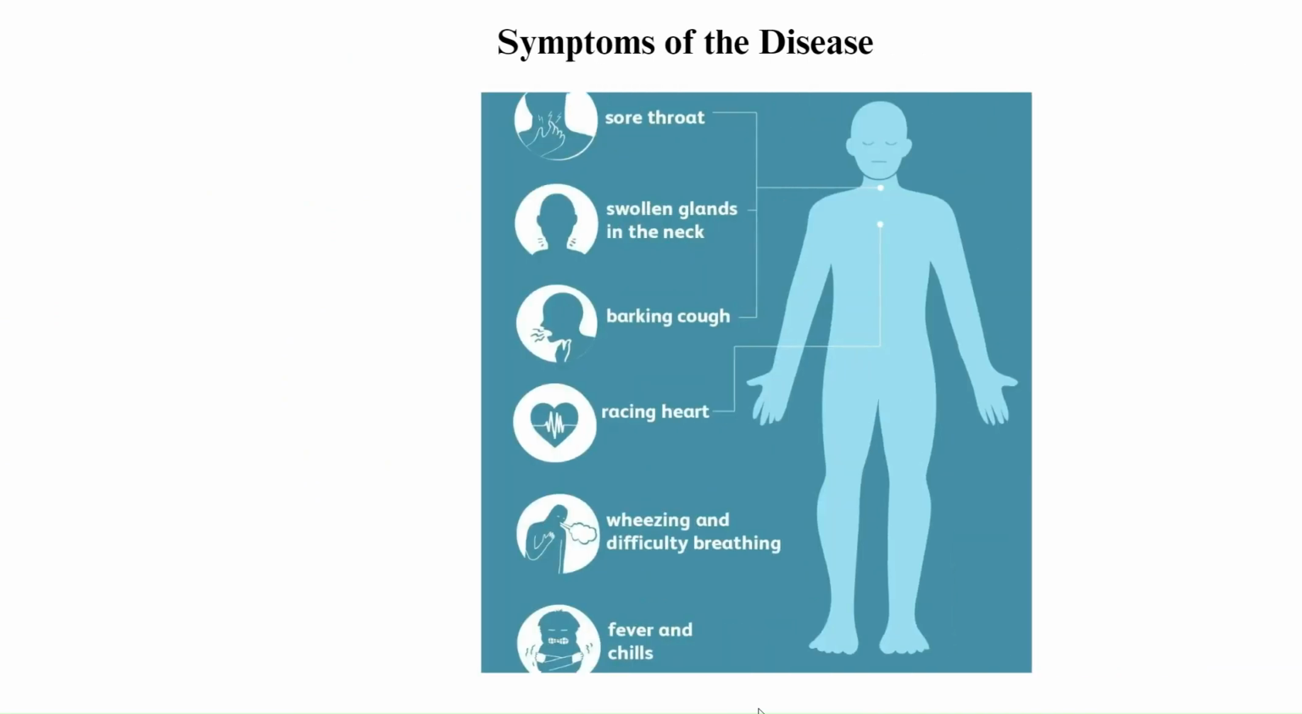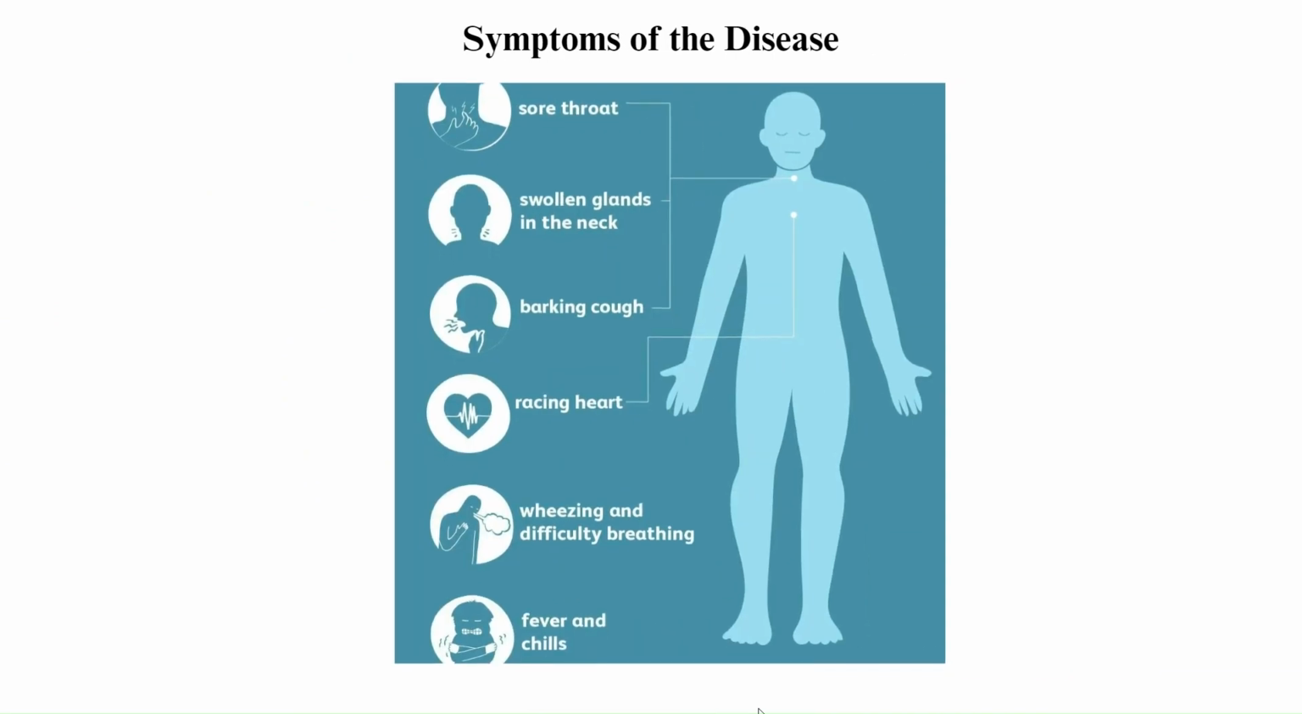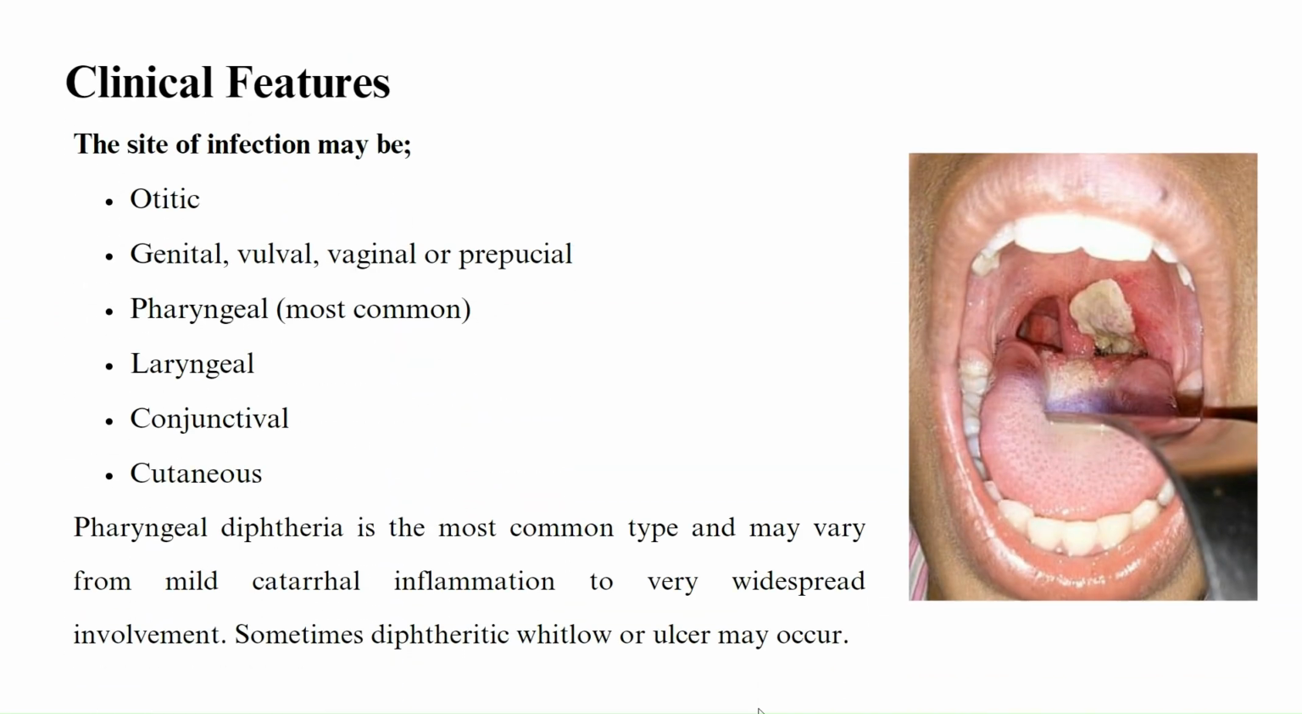Following are the common symptoms of the disease. Clinical features. The site of infection may be otitic, genital, which includes vulval, vaginal, or preputial, pharyngeal, the most common, laryngeal, conjunctival, or cutaneous.